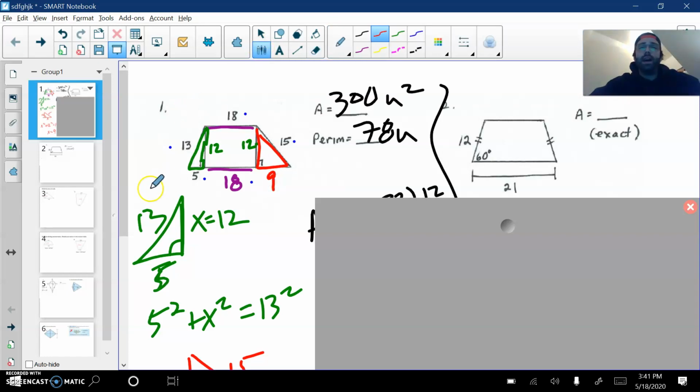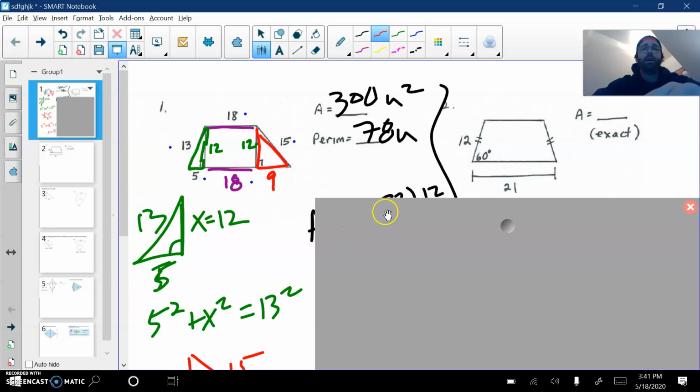So now that I know this is 9, I can find the perimeter first. 18 plus 18 plus 5 plus 13 plus 15 plus 9 gives me 78. Remember, you don't include these two 12s here because they're on the inside, and the perimeter of a shape is the sum of the outer edges.